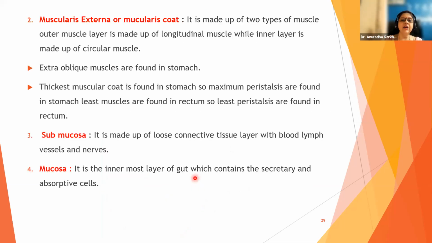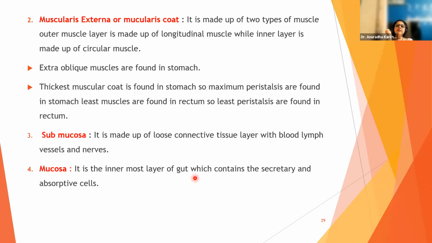Extra oblique muscles are found in the stomach. You remember last class I told you that the stomach is the only one which is going to have 3 types of muscles: circular muscle, longitudinal muscle, and oblique muscles, right? So only the stomach has an extra muscular layer which is oblique in nature. Oblique means slanting. Okay? Then the thickest muscular coat is found in the stomach, because it has 3 types of muscle layers, so it is going to be the thickest.